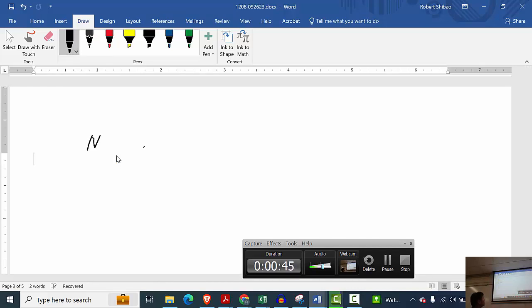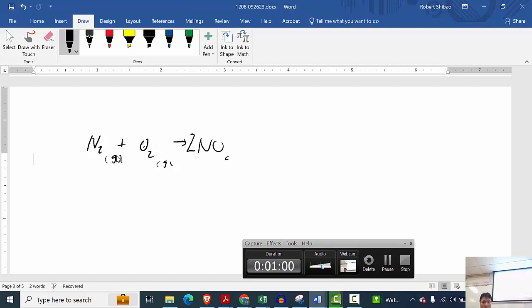All right, so the reaction that we were looking at was N2 plus O2 yields NO. We'll need 2 of those. These are all gases. And we want to find out what delta G is under standard conditions at 298 Kelvin.